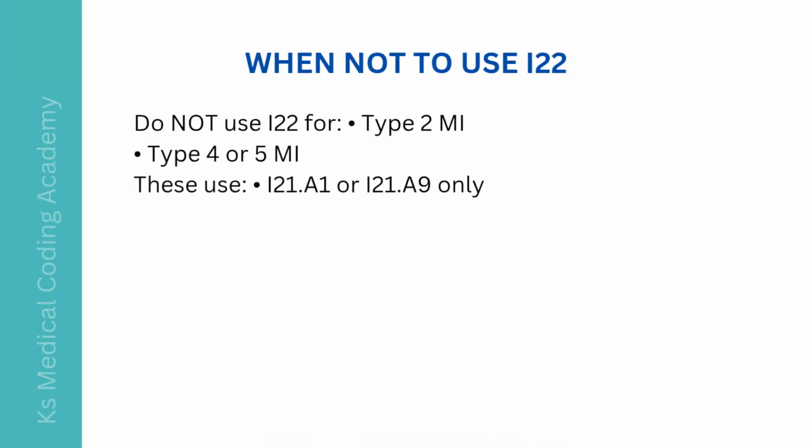When not to use I22. Do not use I22 for type 2 MI, type 4 or type 5 MI. These types are coded using I21.A1 or I21.A9 only.